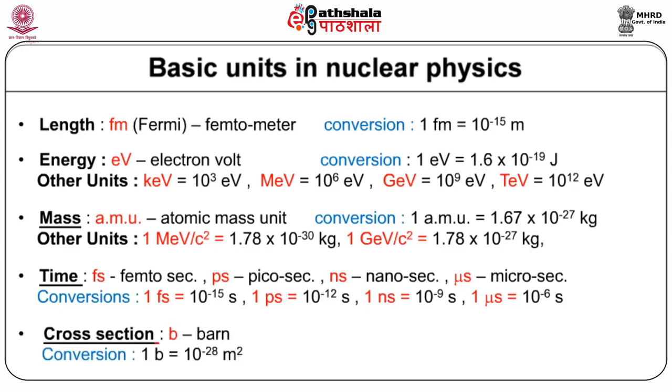Now, cross section is defined in terms of a special unit called barn. The conversion formula is 1 barn is equal to 10 to the power minus 28 meter square. So all these units are basic units of nuclear physics, and they are very useful in defining the values of various nuclear properties.